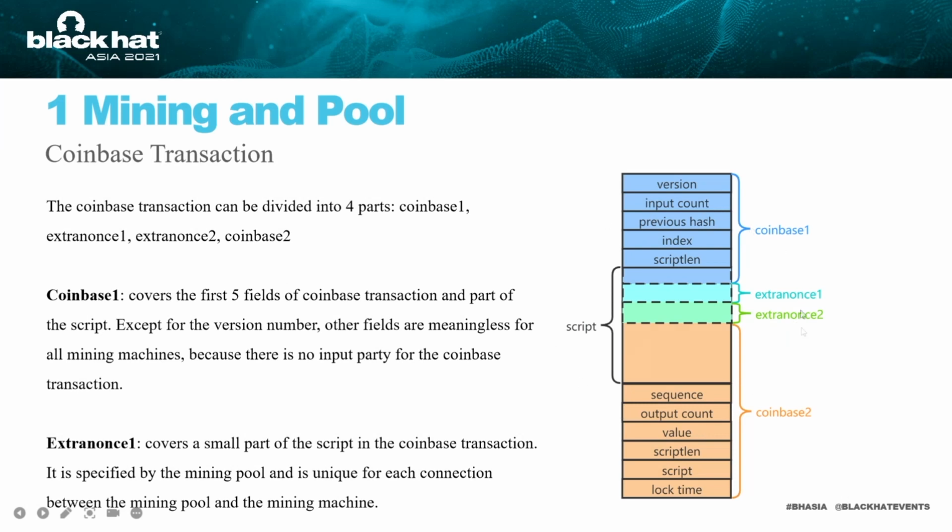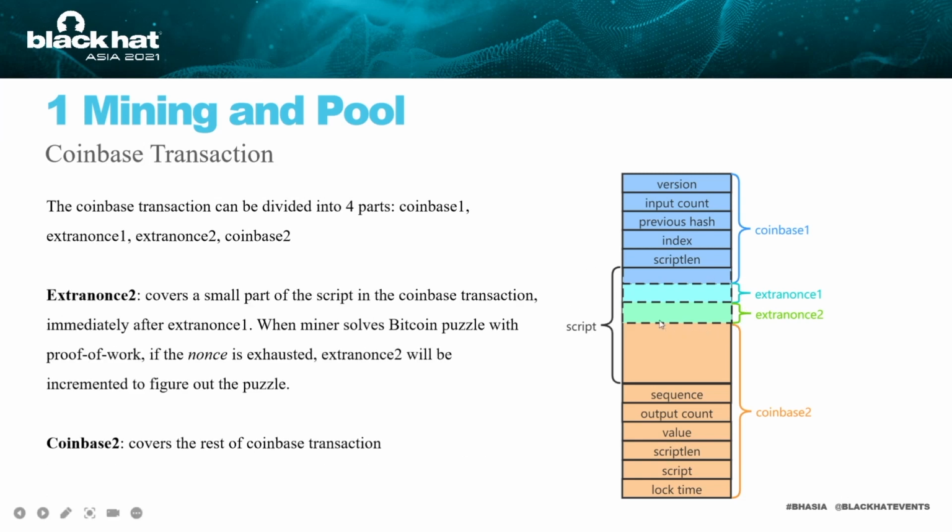The figure here illustrates the structure of the Coinbase transaction. From this figure, we can see that the Coinbase transaction can be divided into 4 parts. There are Coinbase 1, Extranonce 1, Extranonce 2, and Coinbase 2. Coinbase 1 covers the first 5 fields of the Coinbase transaction and part of the script. Extranonce 1 covers a small part of the script in the Coinbase transaction. It is specified by the mining pool and is unique for each connection between the mining pool and the mining machine.